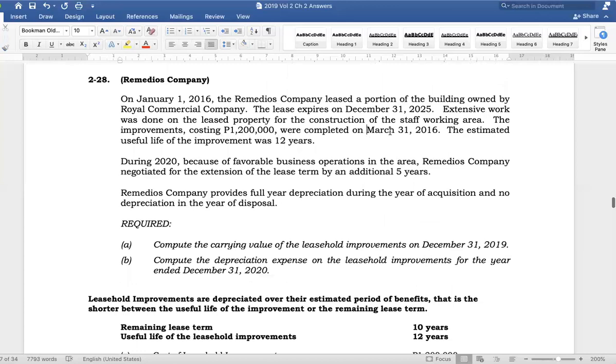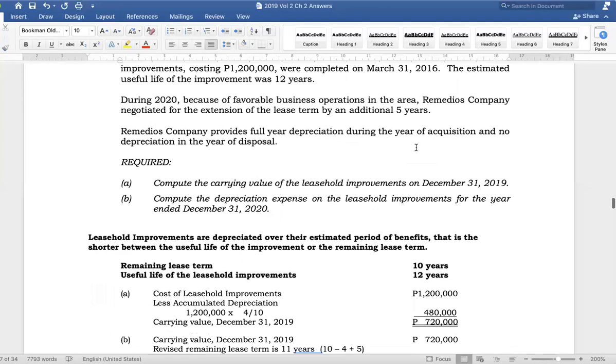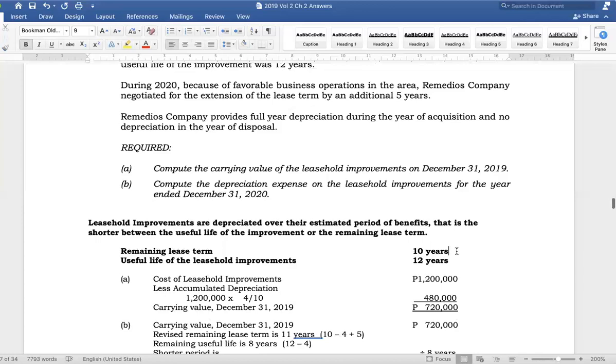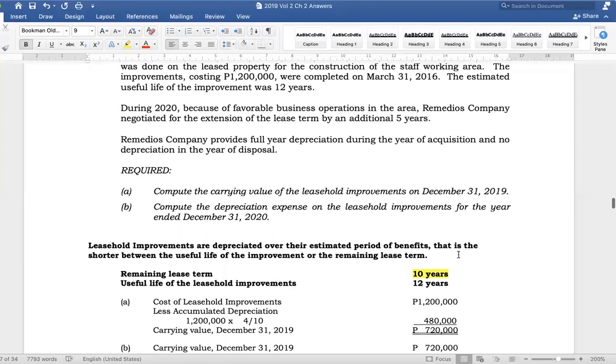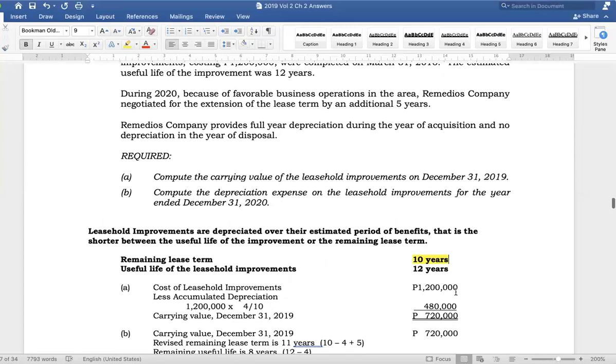And then, the original lease expires at the end of 2025. So from the beginning of 2016 to the end of 2025, the lease term is 10 years. The useful life of the leasehold improvements is 12 years. Therefore, between the two, the shorter period, of course, is 10 years. So we will be using 10 years to depreciate the leasehold improvement. So to compute for the carrying value on December 31, 2019, that is, the cost of the leasehold improvements is 1,200,000 less accumulated depreciation as of December 31, 2019.